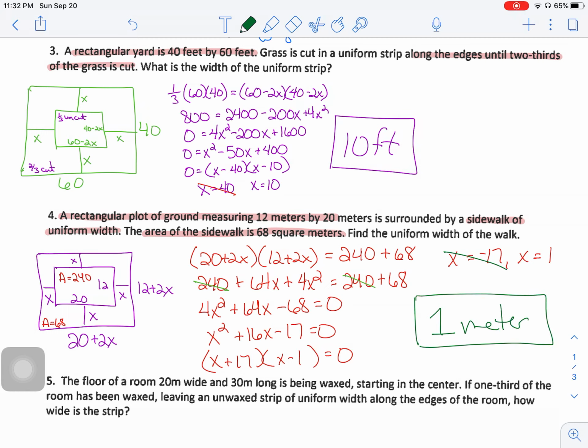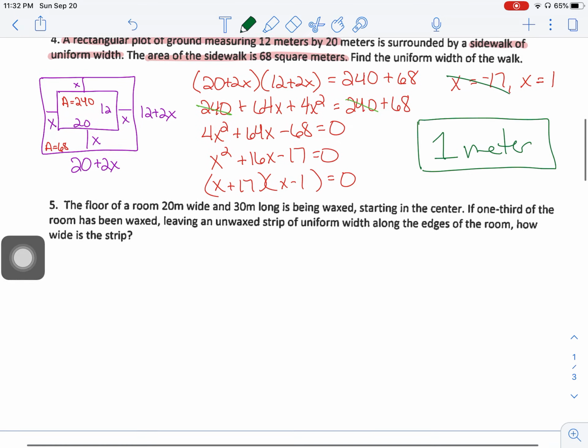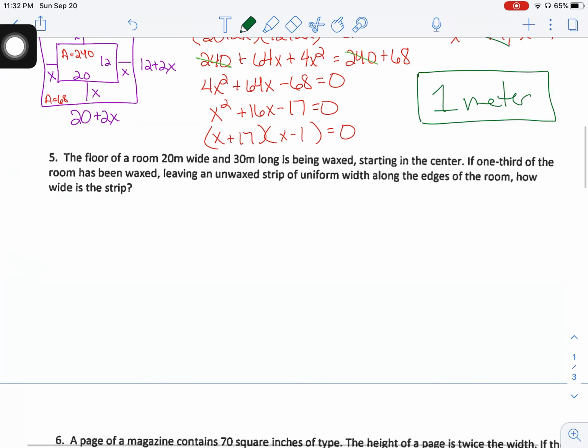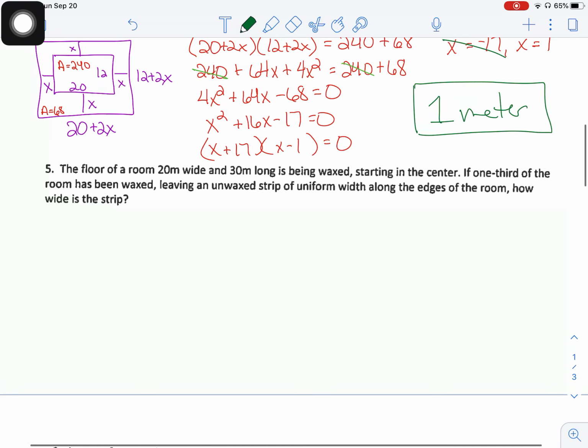That's it then. Again, annotate it, draw the pretty picture, fill in the information in the pretty picture, and then from this, build an equation that makes sense. All right, let's see what we've got here for number 5. Well, I got some space here to work, which is nice.